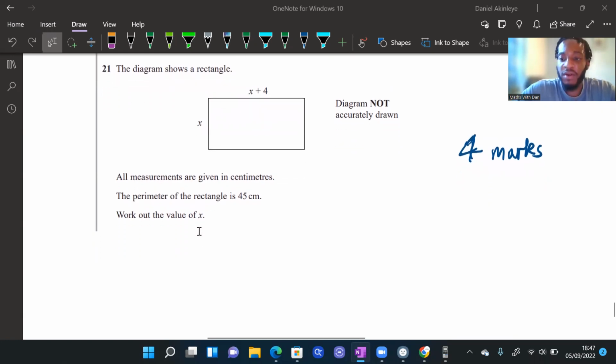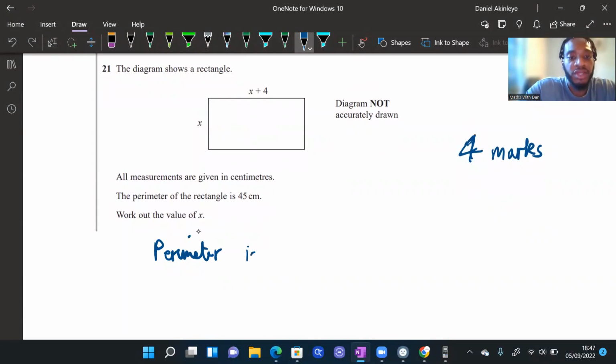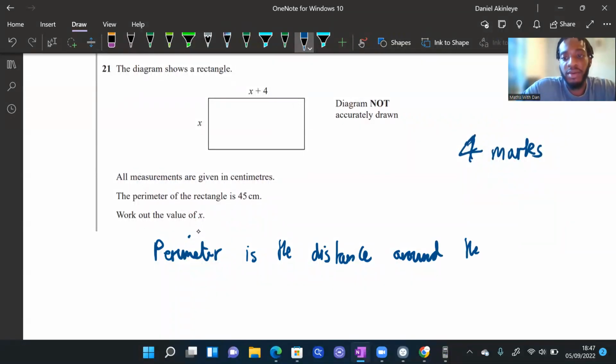But what does the perimeter mean? That's the first thing. To answer the question, we need to know what the perimeter actually means. The perimeter of any shape is the distance around it, right? So imagine you were walking around it. What would the distance be? The distance around the shape.